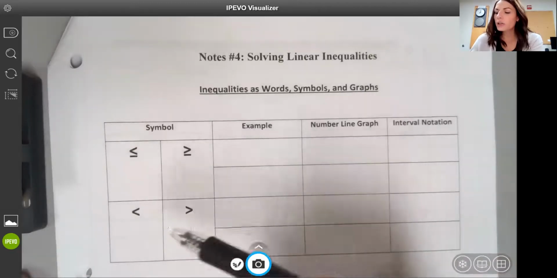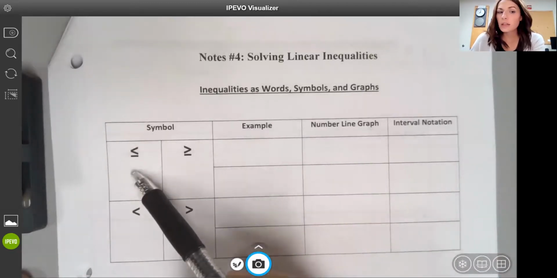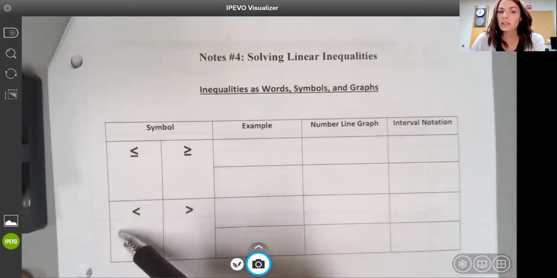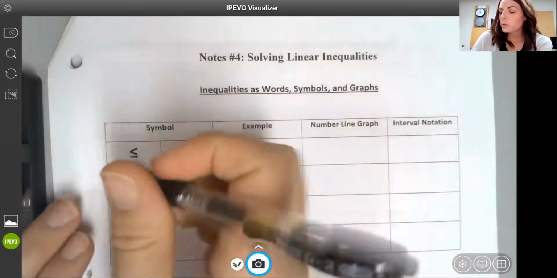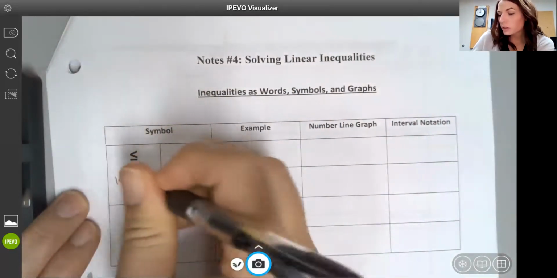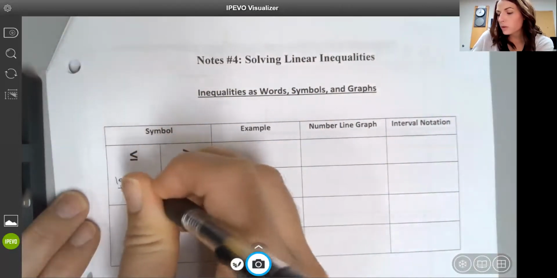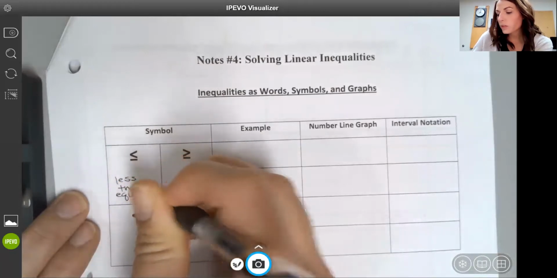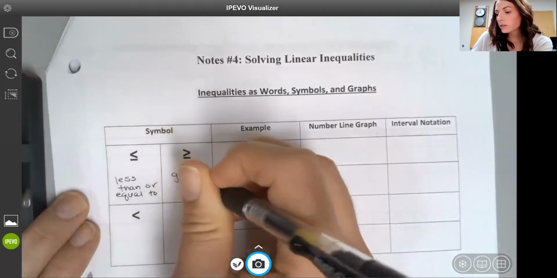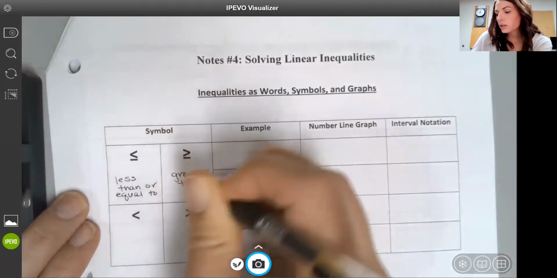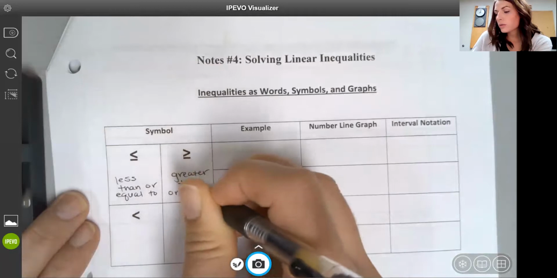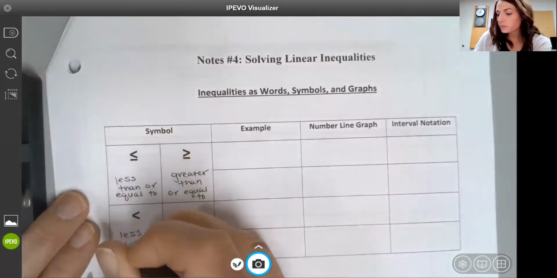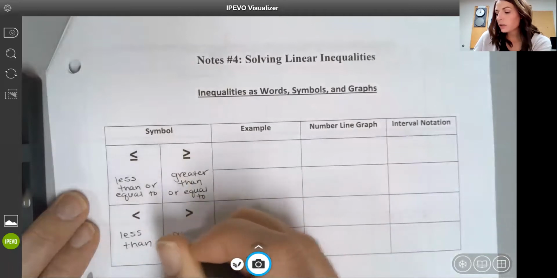So for inequalities, we could either have less than or equal to, greater than or equal to, less than, or greater than. So here's our symbol for less than or equal to, or greater than or equal to, less than, and greater than.